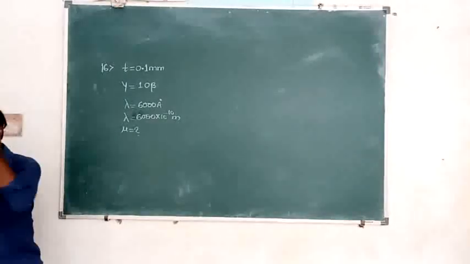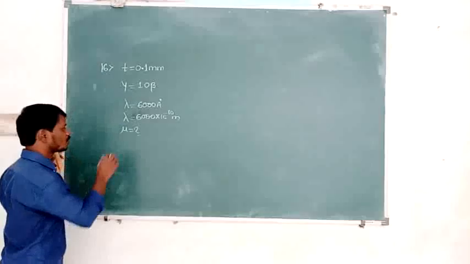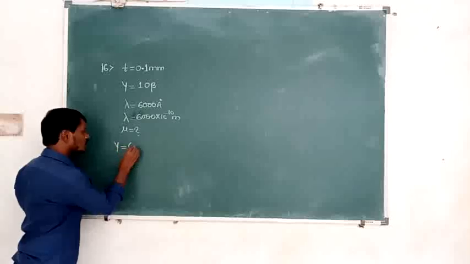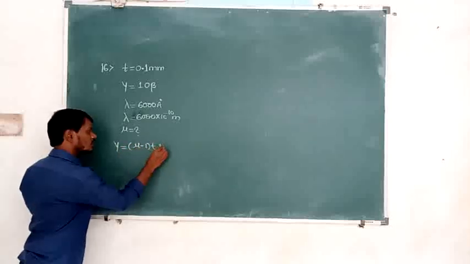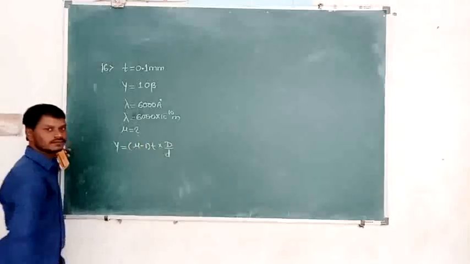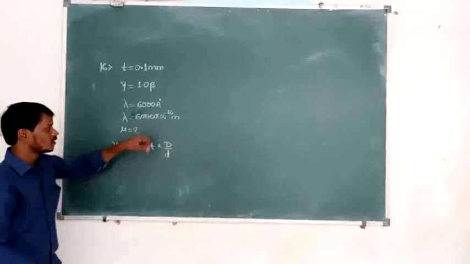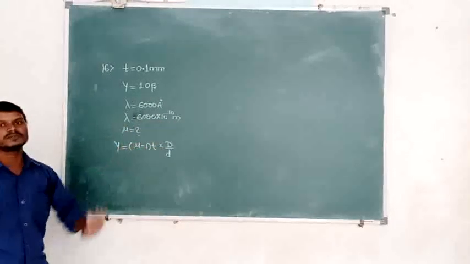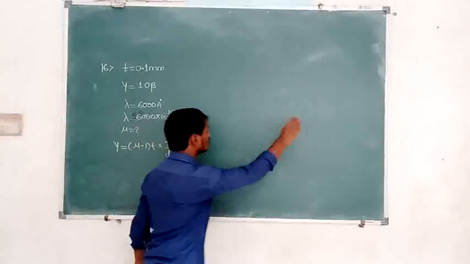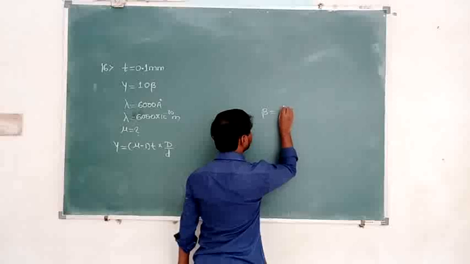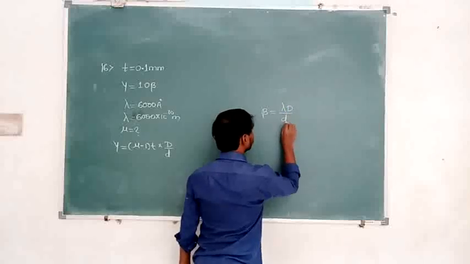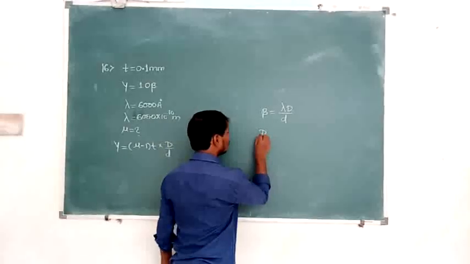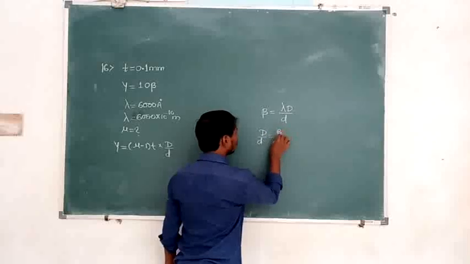So what is the formula used here? The formula used to find the displacement of the central fringe is y is equal to mu minus 1 into t into capital D divided by small d. But here the distance of the screen is not given and the slit width is not given. We have to express this in terms of fringe width. What is the formula for fringe width? That is beta is equal to lambda into capital D divided by small d. So capital D divided by small d is equal to beta by lambda.